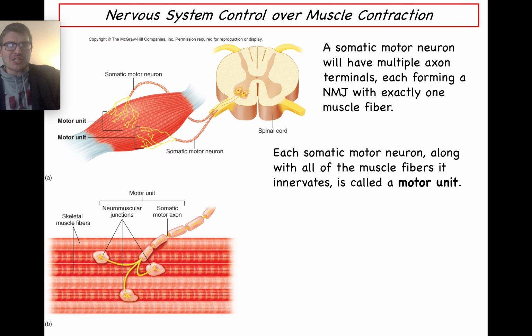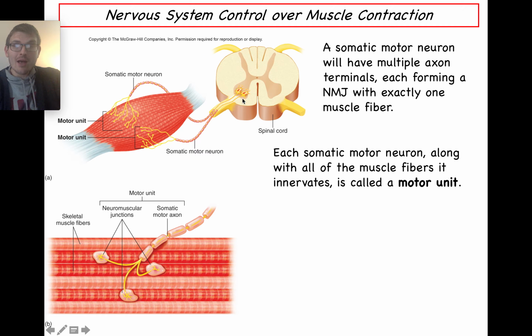So we actually have terminology that we use for this. Each one of those somatic motor neurons, along with all of the muscle fibers it has control over, each one of those is called a motor unit. This is basically the way it works. So in this picture that we have right here, we have 2 different motor units, one under the control of one somatic motor neuron, the other under the control of the other.